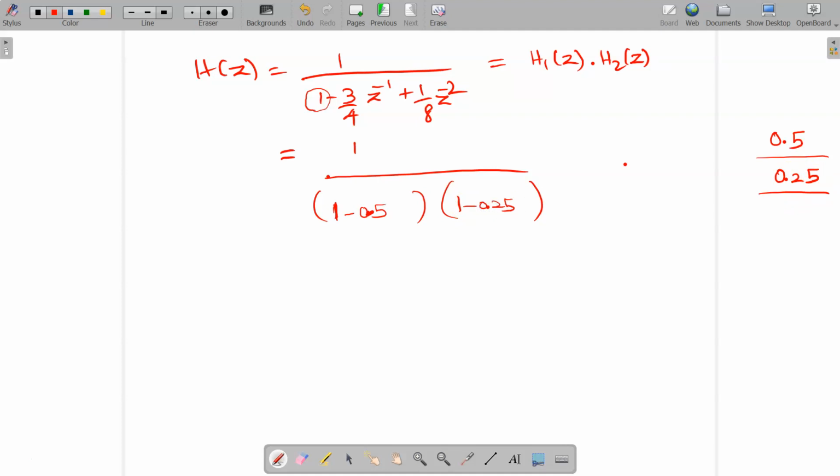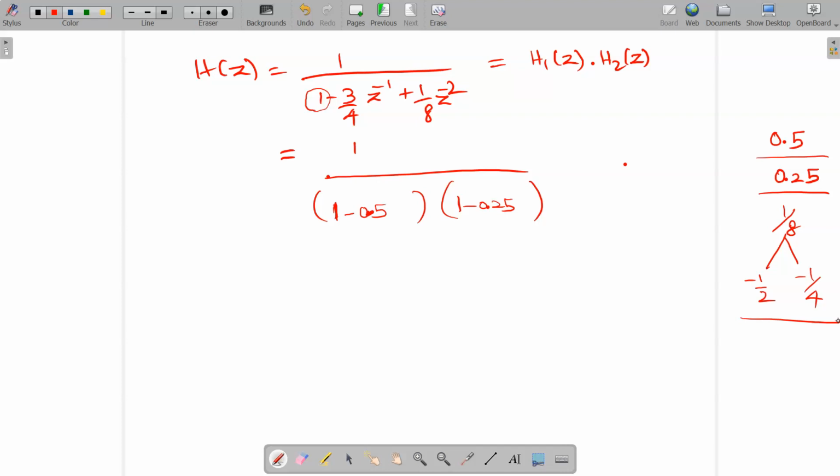Or else, an easy way. What is 1 by 8? When you multiply, you should get 1 by 8, and when you add, you should get minus 3 by 4. So minus 1 by 2 and minus 1 by 4: when you multiply, you'll get plus 1 by 8, and when you add these two terms, you'll get minus 3 by 4. So either you can go by this method, or if it is tough for you, you can use your calculator and factorize your terms.